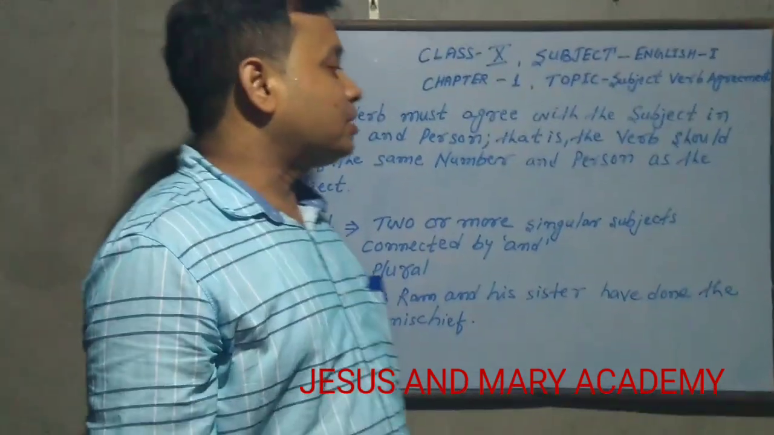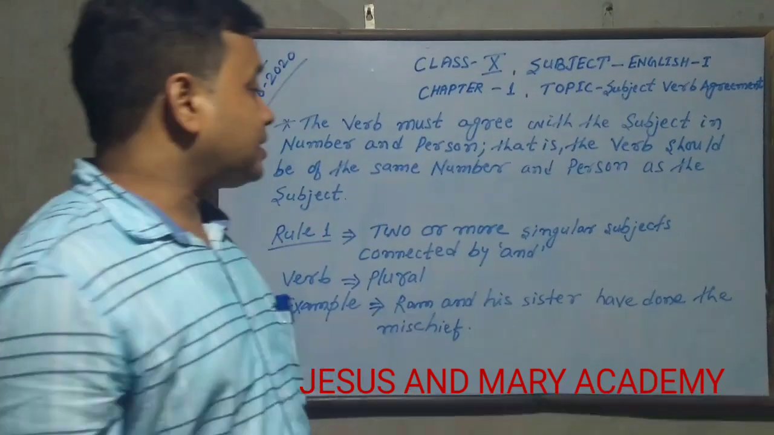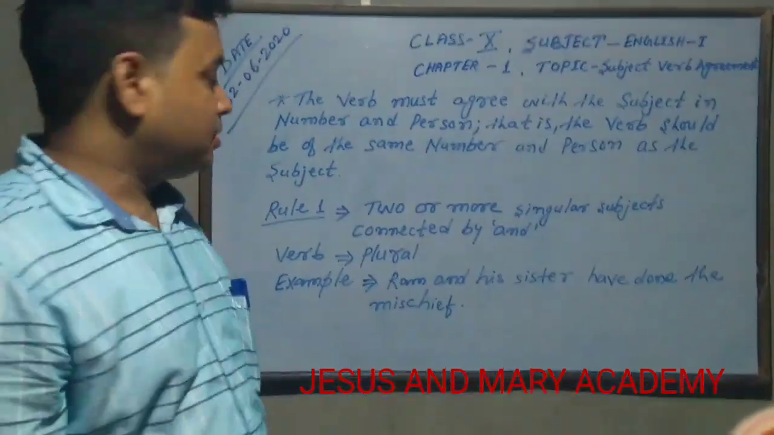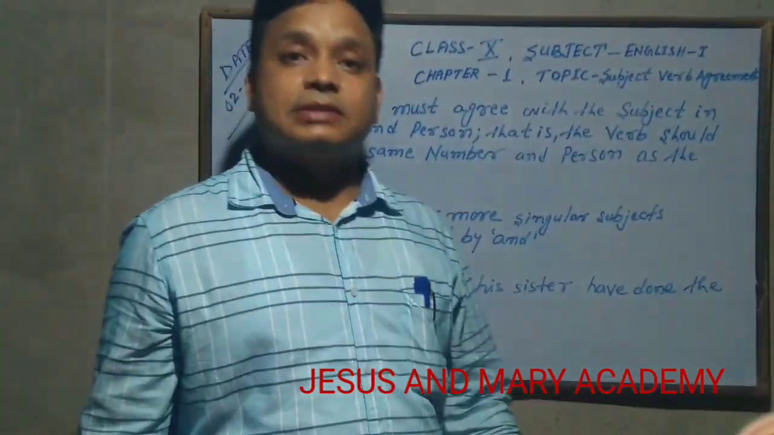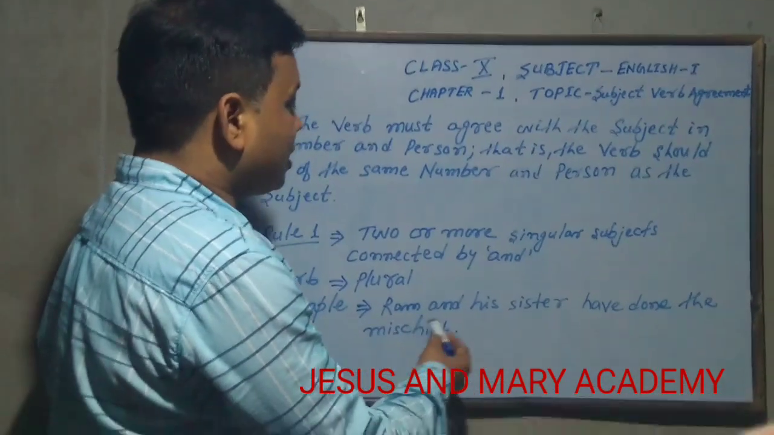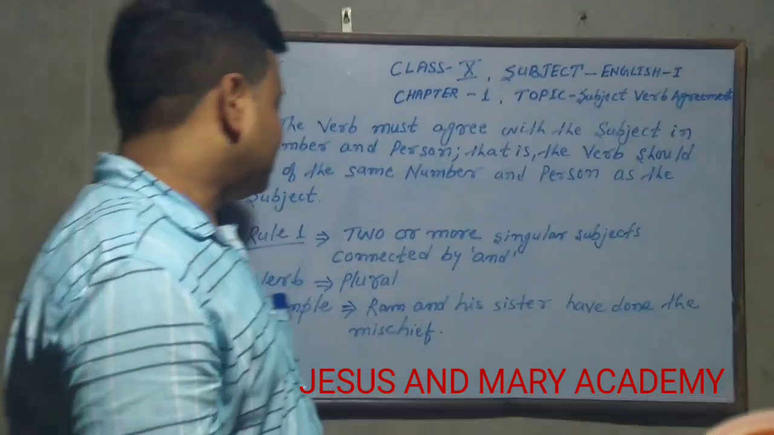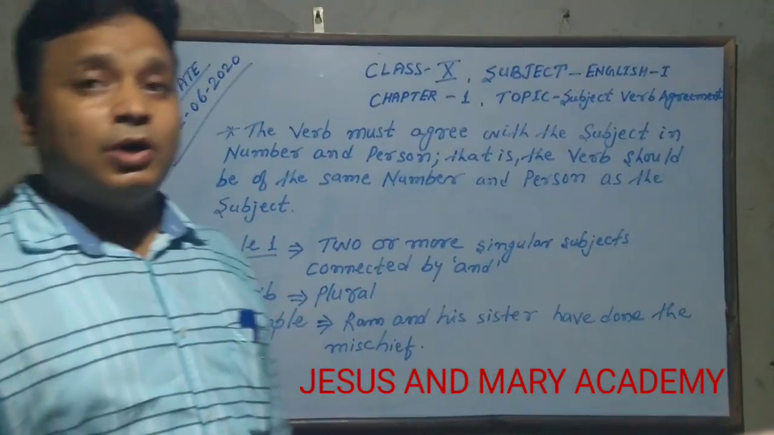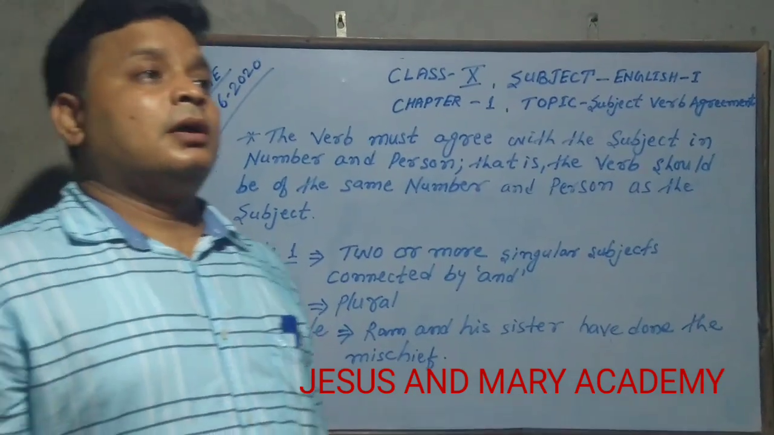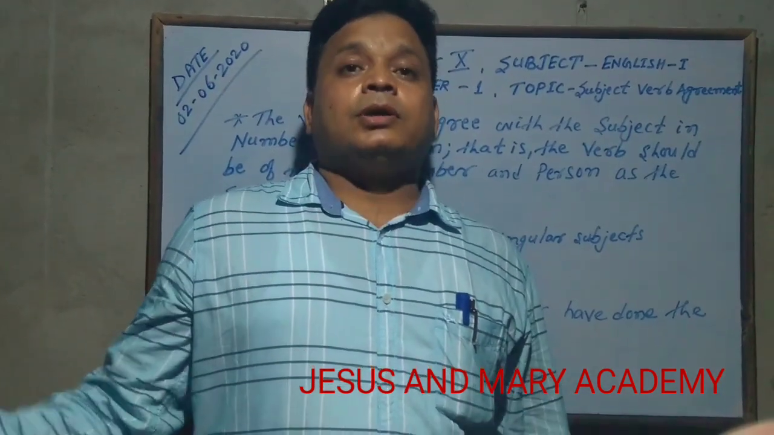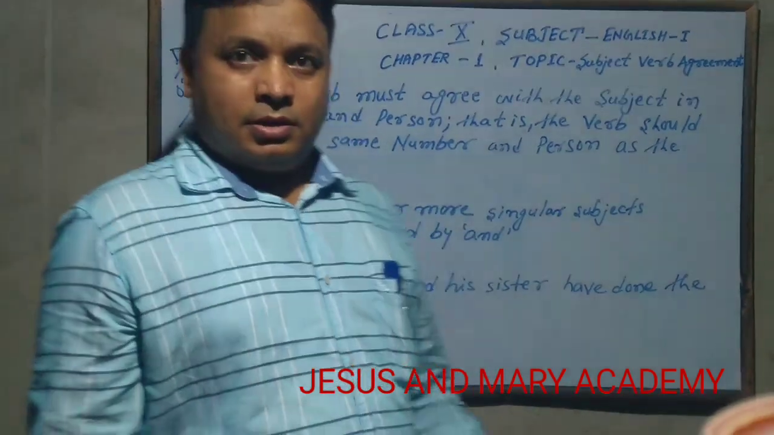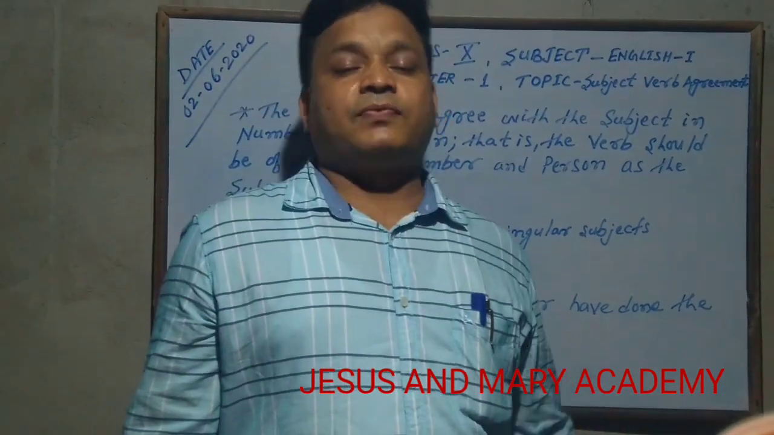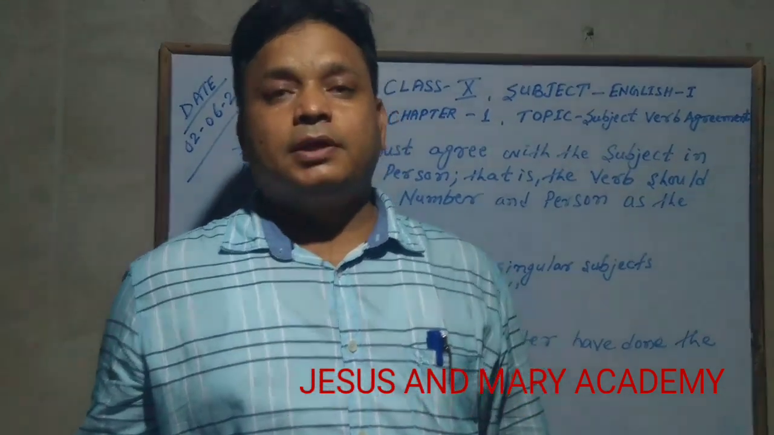Two or more singular subjects connected by "and": we have to use a plural verb. For example, I have written one example here. Ram and his sister have done the mischief. Another example: Mohan and his friend were going to Patna. Ram and his friend are playing cricket.